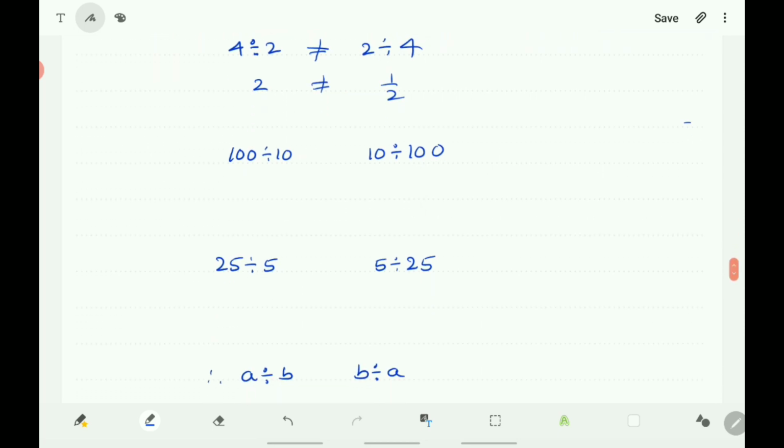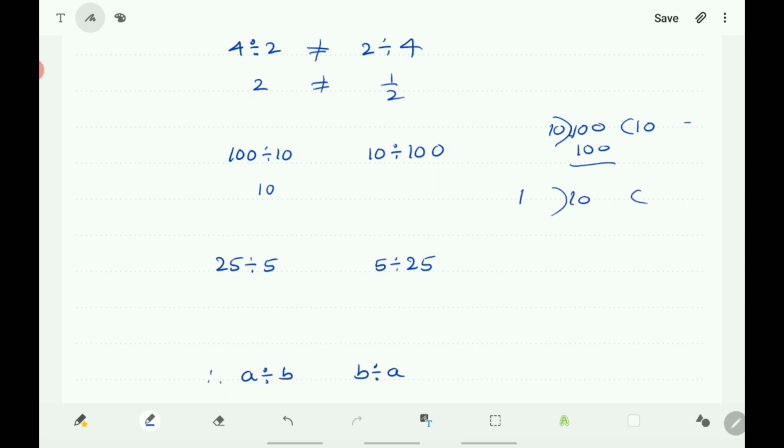Again you take 100 divided by 10 and 10 divided by 100. 100 divided by 10 is 10, that is 10 tens are 100, and here 100 divided by 10 is 10.